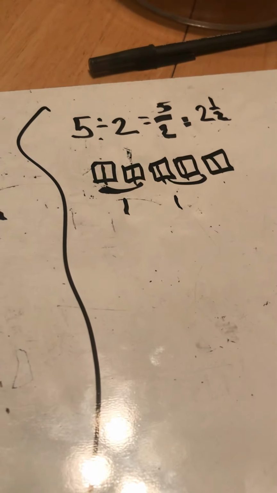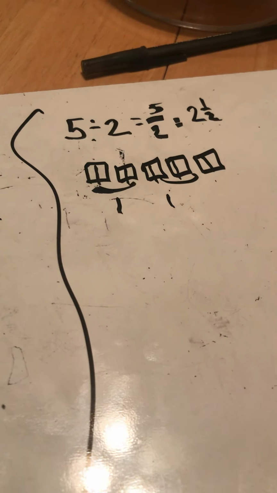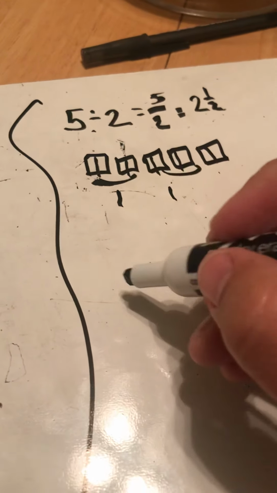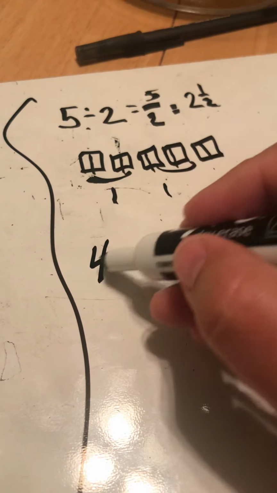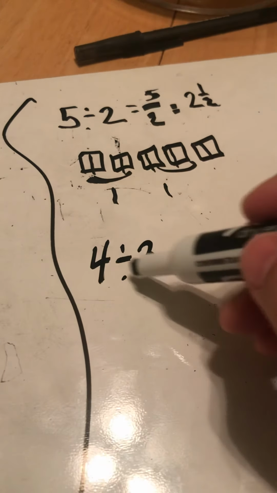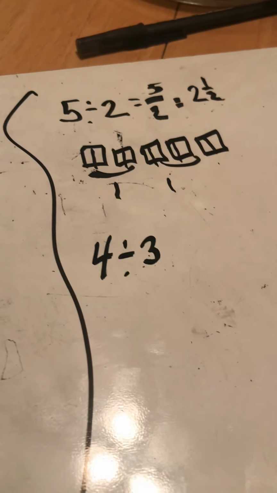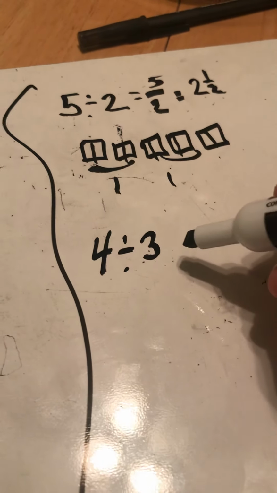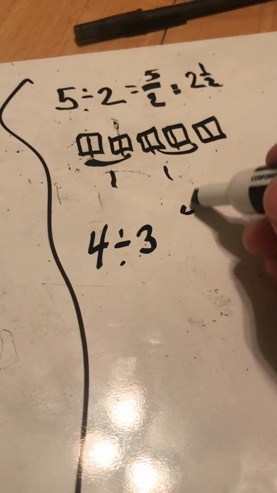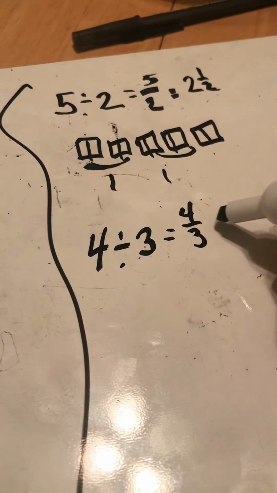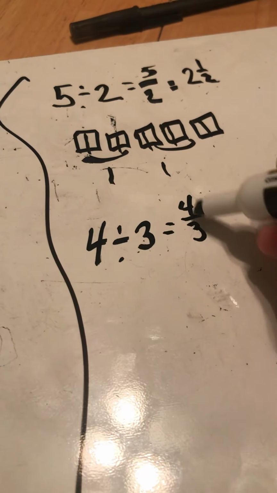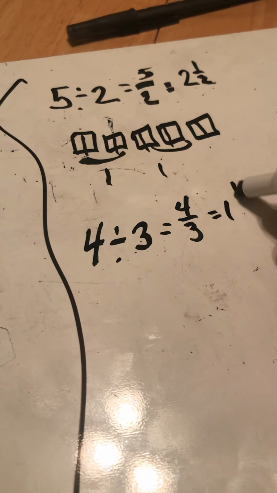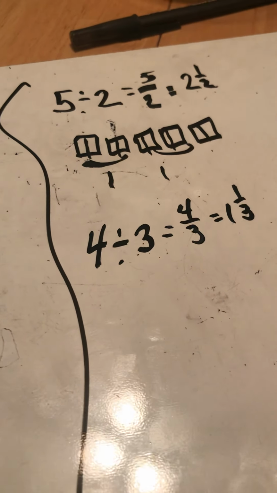So number 2, 3 people equally share 4 oranges. So again, we have 4 oranges divided by 3 people. So each person's gonna get more than 1 orange because we have more oranges than people. That's our reasoning there. So we do this. And then we would divide 3 into 4. We get 1 1/3. So each person would get 1 1/3 oranges.